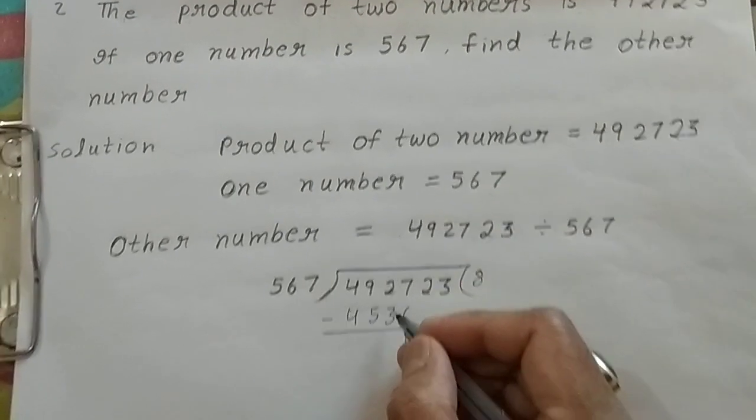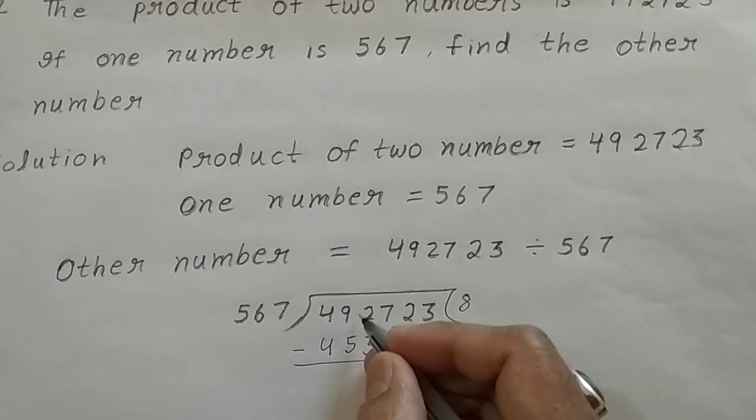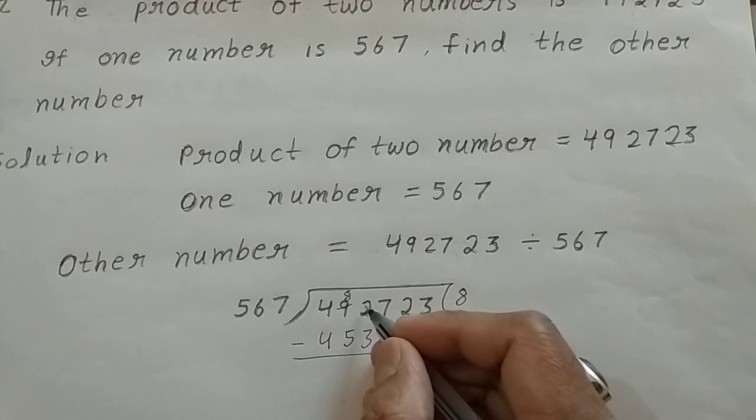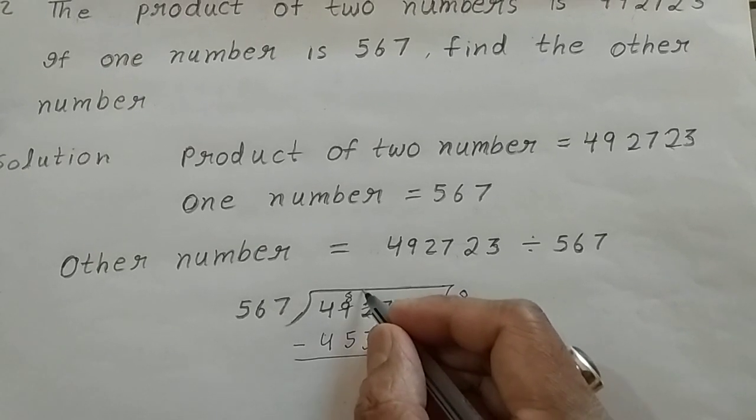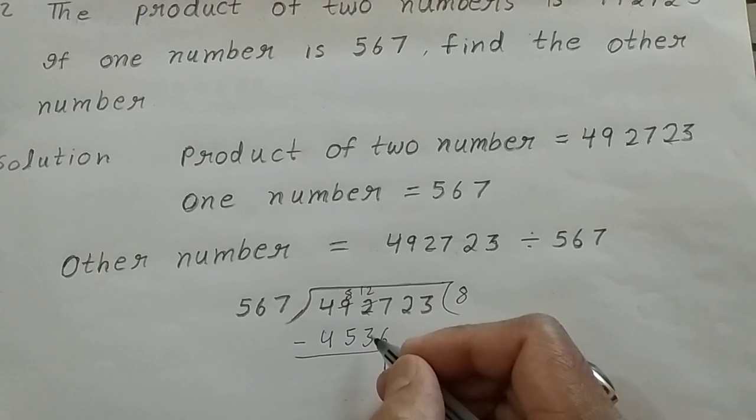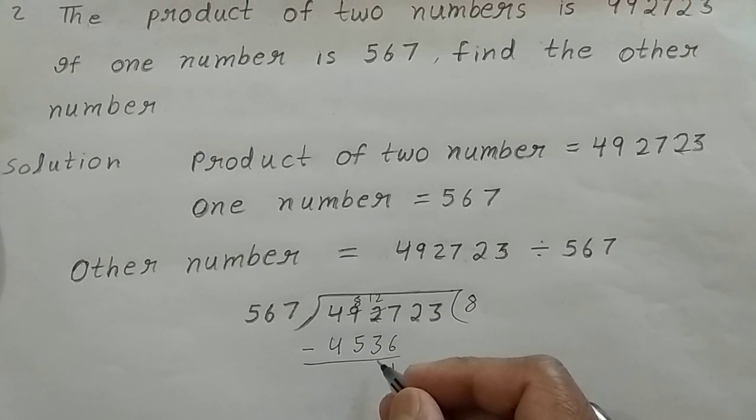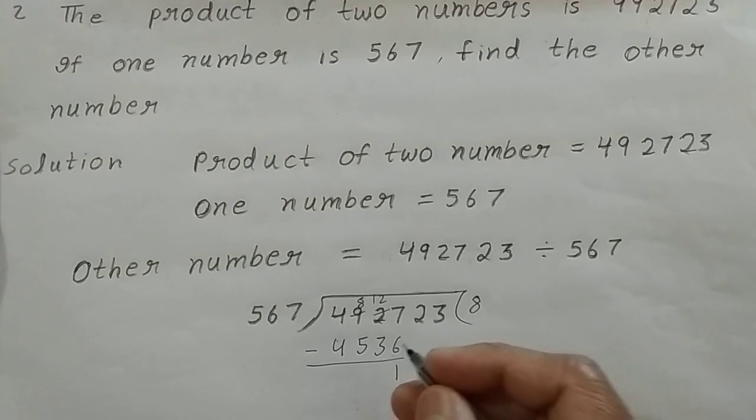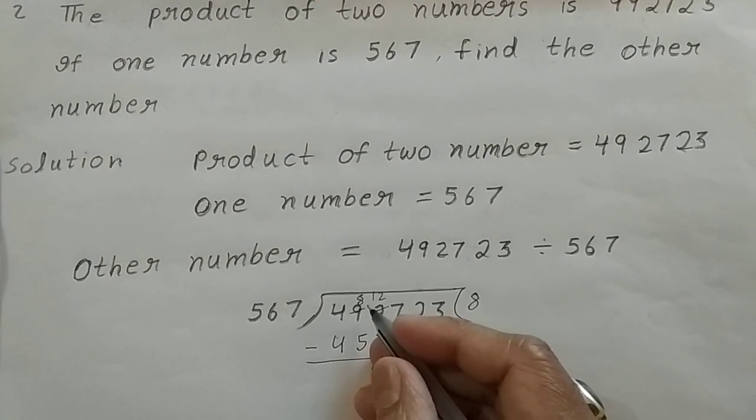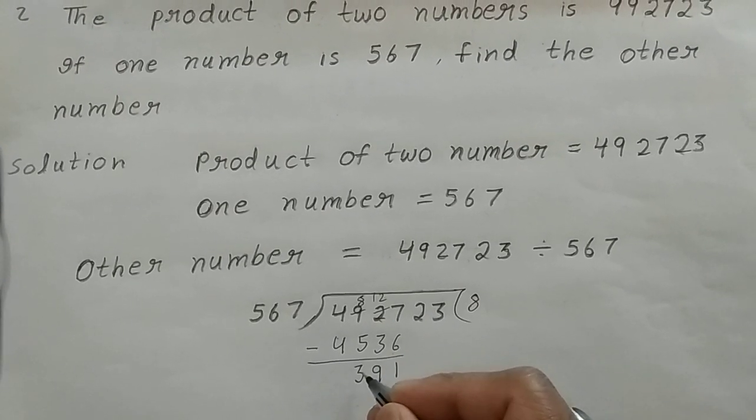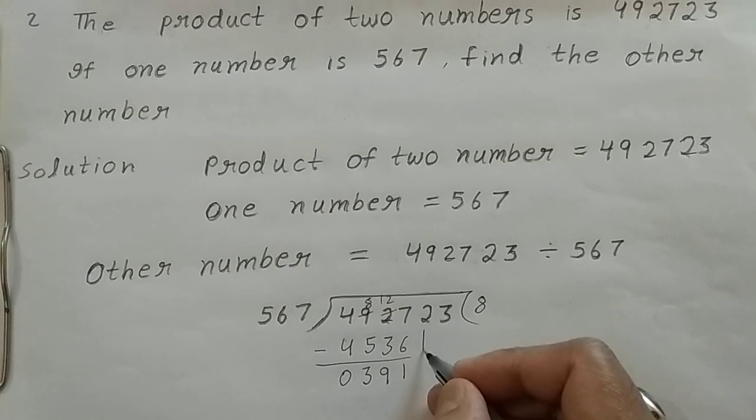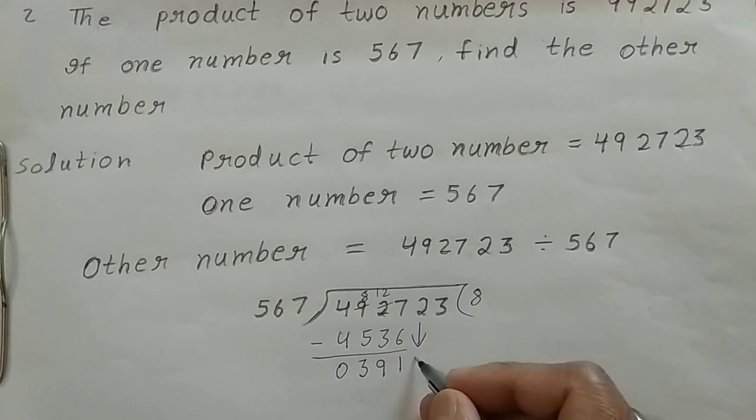This 2 is less than 3, so what we do, we will borrow 1 from this 9. This 9 will become 8, this 2 will become 12. So when we subtract 3 from 12, what we get? 9. Now 8 minus 5 is 3. 4 minus 4 is 0. Now write down this 2.